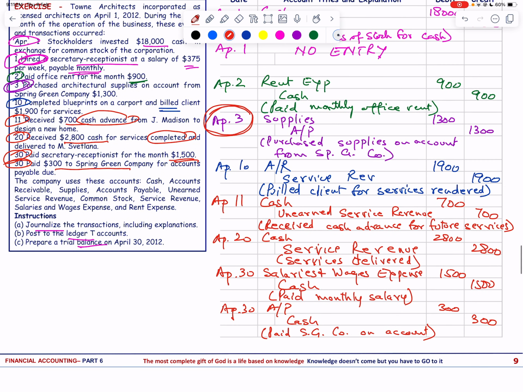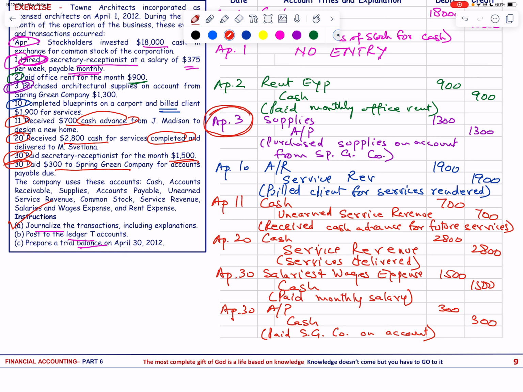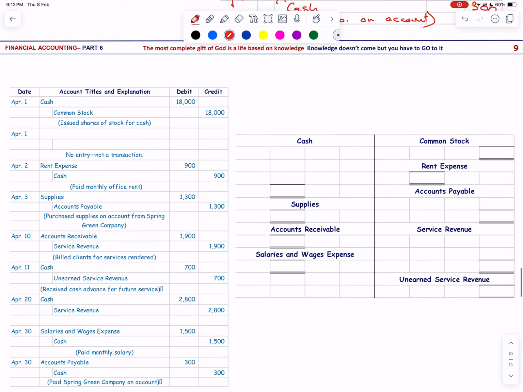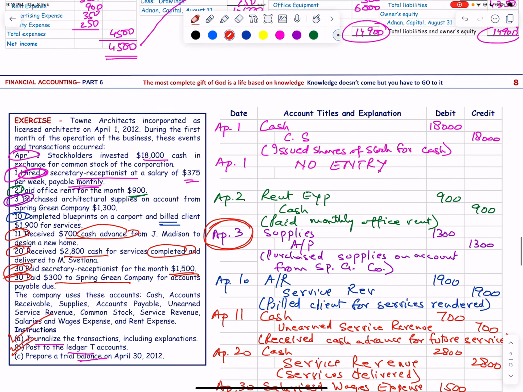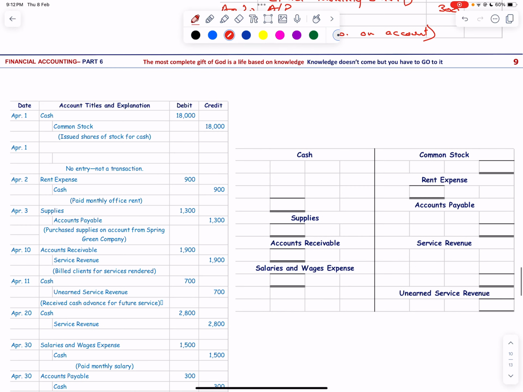Okay. So we have journalized the transactions and now we have to post them to the ledger. Let us go to the next slide, and I have recorded in a tabular form the same journal entries that you see over here on the left hand side, and from here we are going to prepare the T account. So we start with April 1. On April 1 cash is debit by 18,000, and then we have common stock credit for April 1 for 18,000.